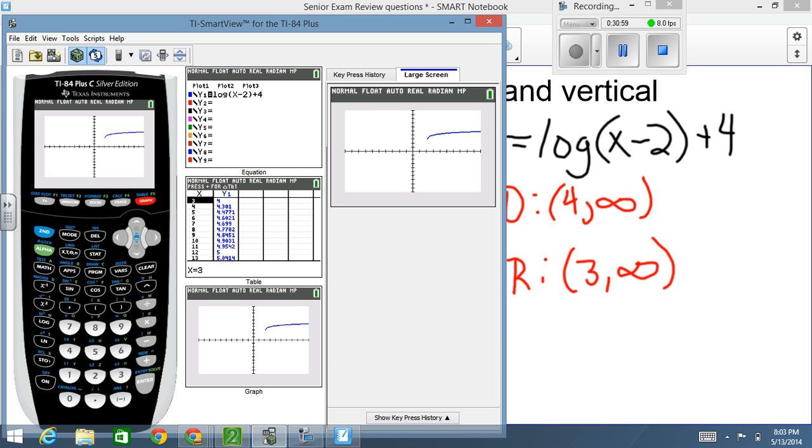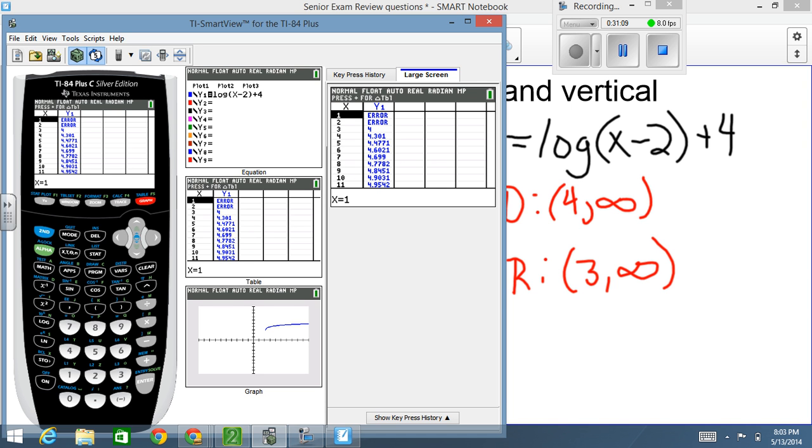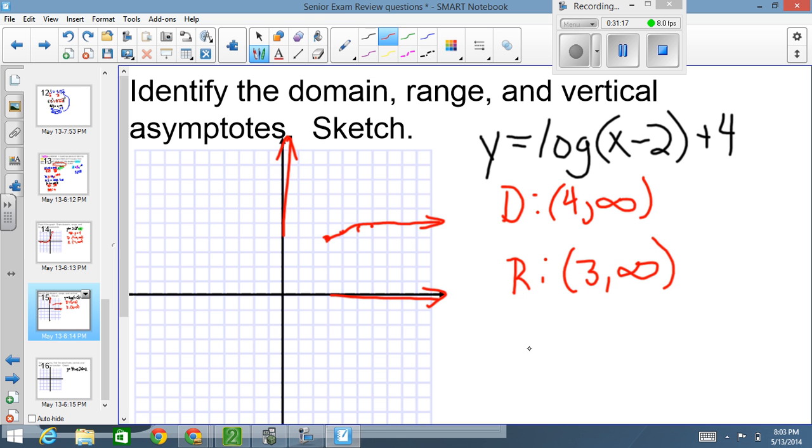Your vertical asymptote is this thing going up and down. In your table, you're looking for where your errors start, and that error starts as we approach 3. So let's call our vertical asymptote here. Not a very good dotted line, but that's going to be at x equals 2, because the last x values that we saw were at 3. Okay.